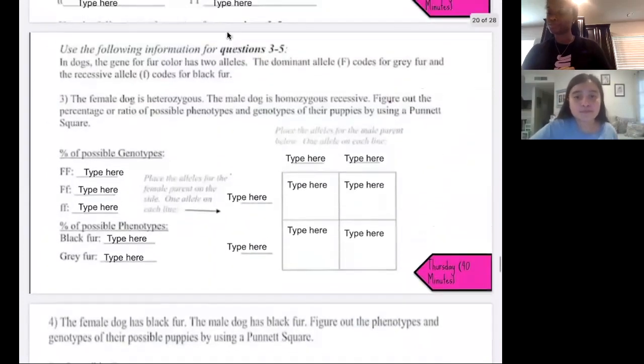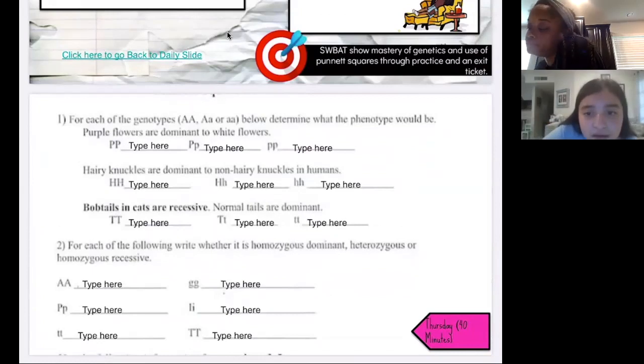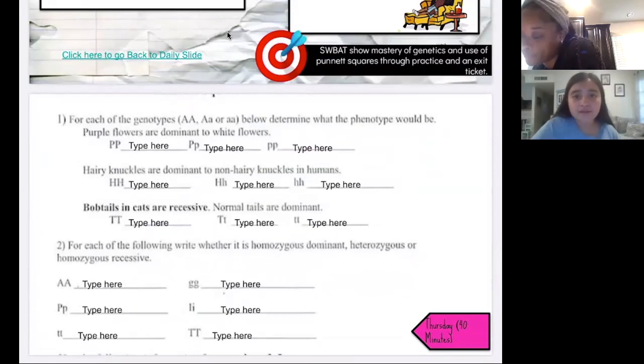So it says for each of these genotypes, you have a capital A, lowercase a, et cetera, et cetera. So for purple flowers are dominant to the white flowers. It wants you to say if there was a capital P, what color would it be? So if it's a capital P, two capital, homozygous dominant, what will it be? Purple flowers. Purple flowers, good.